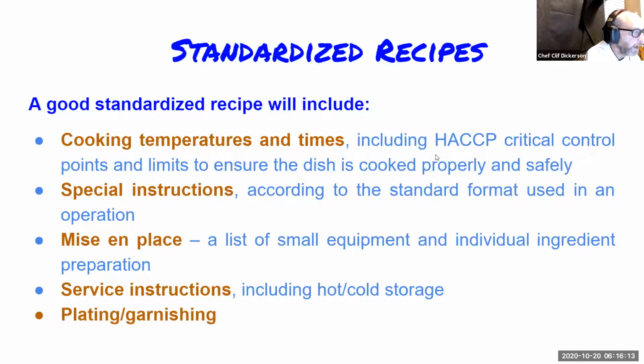A good standardized recipe will also include cooking temps and times. Why? Because that helps you make sure you're not temperature abusing. If it's something critical, you could always say, check the temperature. Make sure it's 165 degrees internal for chicken or whatever else. For any critical control point, you can put a note saying, please check the temperature.